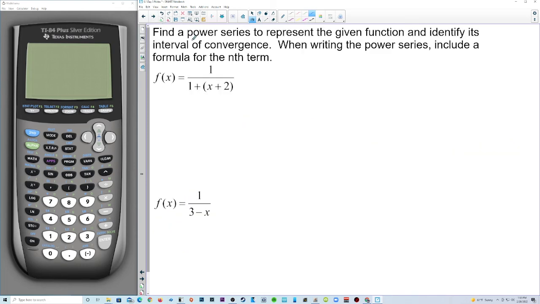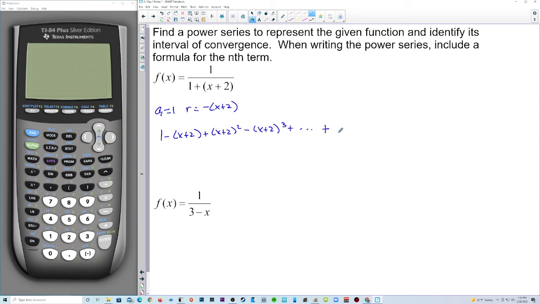Find a power series to represent the given function and identify its interval of convergence. When writing the power series, include a formula for the nth term. Well, this is geometric, where a sub 1 is 1, and r is negative (x plus 2). So the series is 1 minus (x plus 2) plus (x plus 2) squared minus (x plus 2) to the 3rd plus, keep on going.